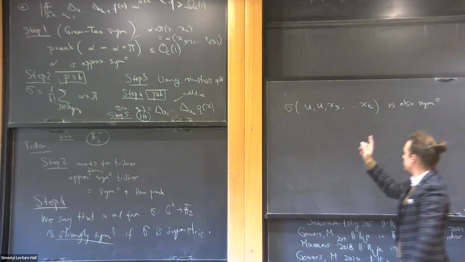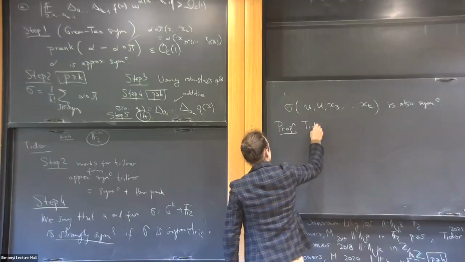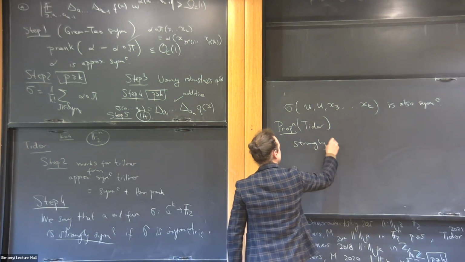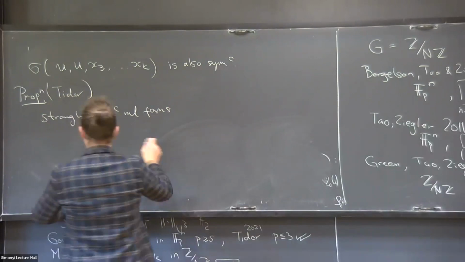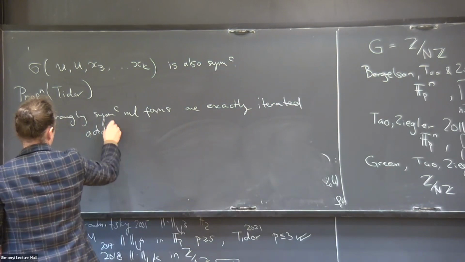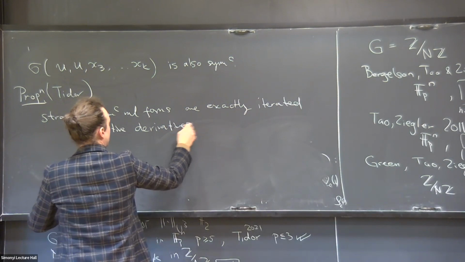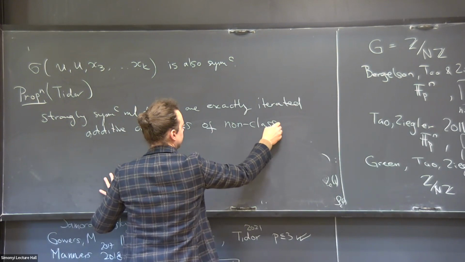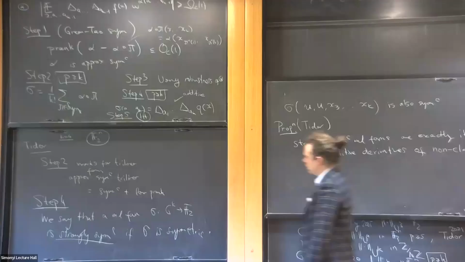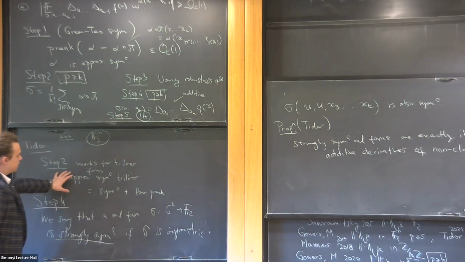So strongly symmetric means it is itself symmetric, and this additional form is symmetric. And then there is a proposition by Tidor that strongly symmetric multilinear forms are exactly the derivatives, the additive derivatives, of non-classical polynomials. So just the thing which we need. Okay, and this proposition actually works for any p, any degree. So actually the only weird step is step two, just passing from approximately symmetric forms to exactly symmetric.